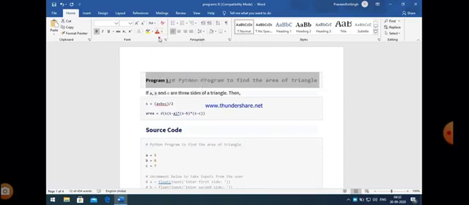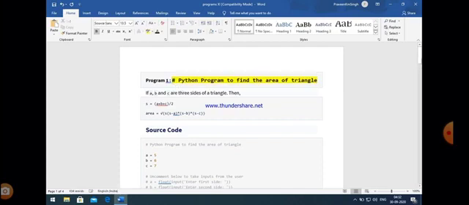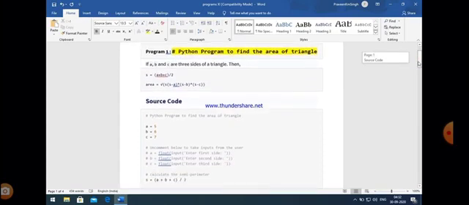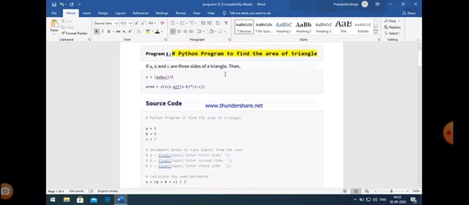In this program actually we have to calculate the area of the triangle. First of all, we should know what is the formula of area of triangle. Then we convert this formula into Python, and after that you can easily calculate the area of the triangle. So our first program is to find the area of the triangle.